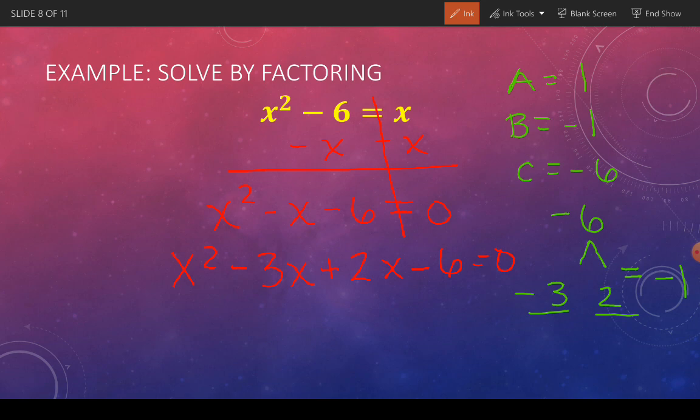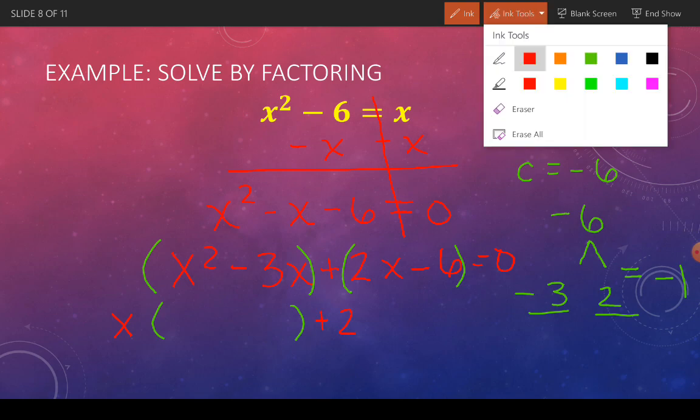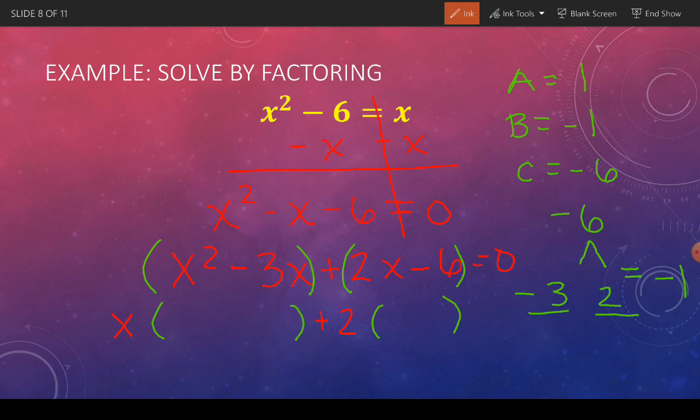Now we want to factor by grouping. So I'm going to group the first two and the last two together. I can take out an x from my first group here, and then I can take out a 2 from my second group. So what's left inside the first group would be an x minus 3, and inside of this group would also be an x minus 3. And this is all equal to 0.